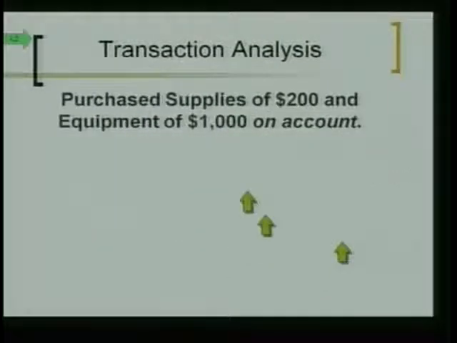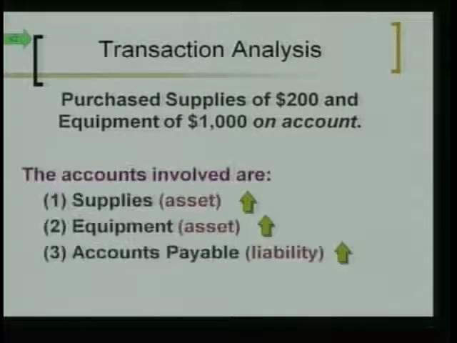All right, number four. Let's look at another transaction. This time, the owner purchased supplies of $200 and equipment of $1,000 on account. And I said the owner, but I really meant the business. The business purchased supplies of $200 and equipment of $1,000 on account. What does it mean on account? Sometimes that's called on credit. That means we're just going to pay you later. We're going to take the assets and we'll pay you later. They trust us. So what accounts are affected?